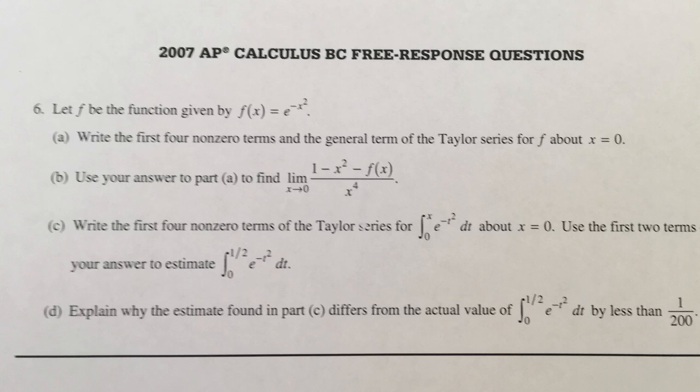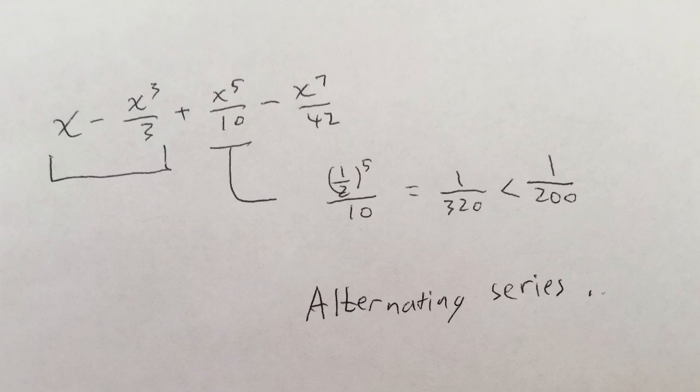Now, part D tells us to explain why the estimate found in part C differs from the actual value of the integral from 0 to half of e to the negative t squared dt by less than 1 over 200. To find that, we have to know that the series is alternating. And because the series is alternating, we have to use the third term, because we used the first two terms for our estimate.